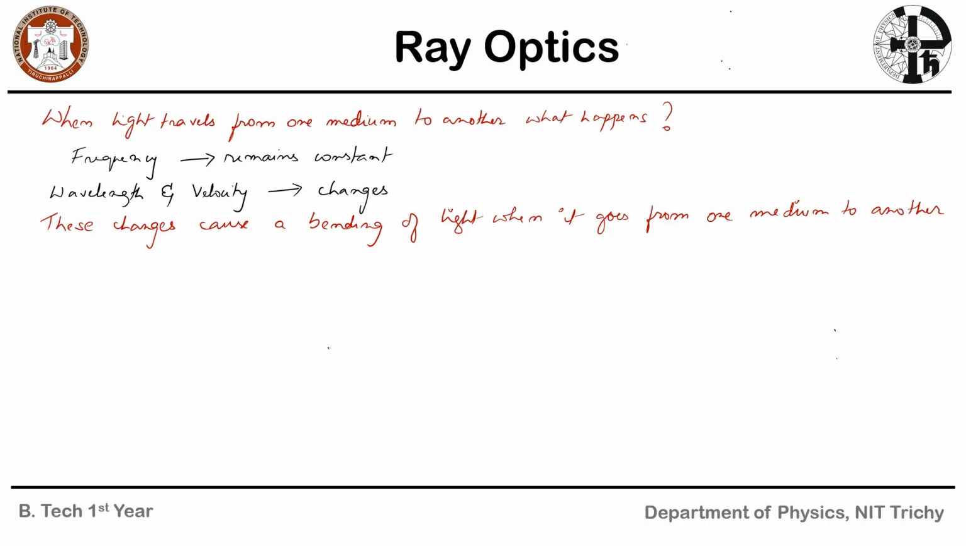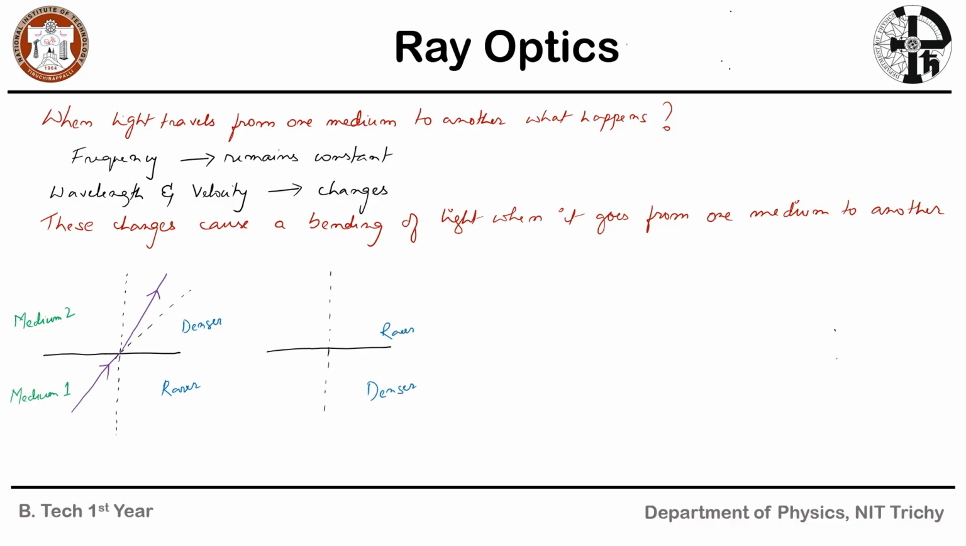Now, we will take an example. We have two media, medium 1 and medium 2. Medium 1 is a rarer medium, and medium 2 is a denser medium. When light is incident from medium 1 to medium 2, it will bend towards the normal. Whereas, if the light is incident from the denser medium to the rarer medium, it will bend away from the normal. This bending of light is known as refraction.